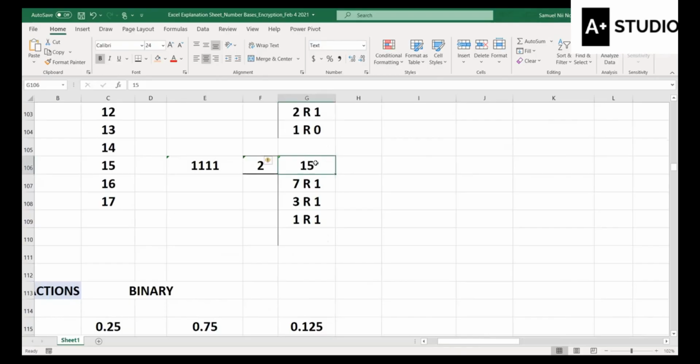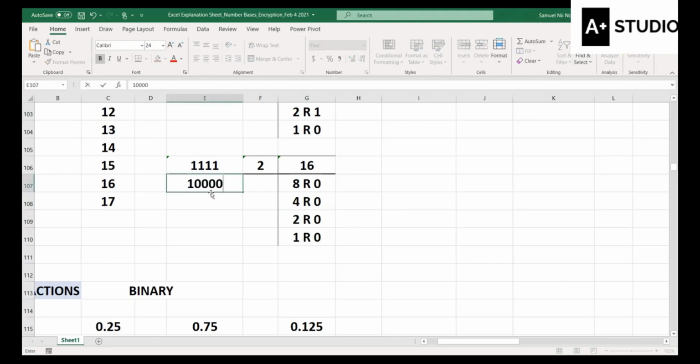When you go to 16, for example, right now: 16, 2 into 16 is 8, remainder 0. 2 into 8 is 4, remainder 0. 2 into 4 is 2, remainder 0. 2 into 2 is 1, remainder 0. So you realize that you get 10000. So here, 16 is 10000. Now you realize that 10000 is made up of 5 bits: 1, 2, 3, 4, 5.